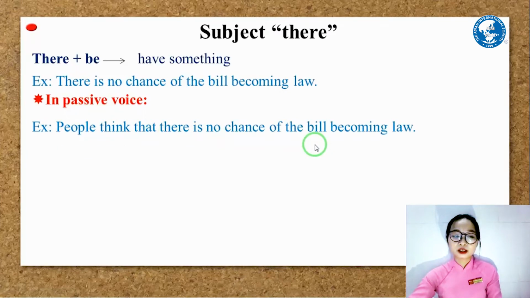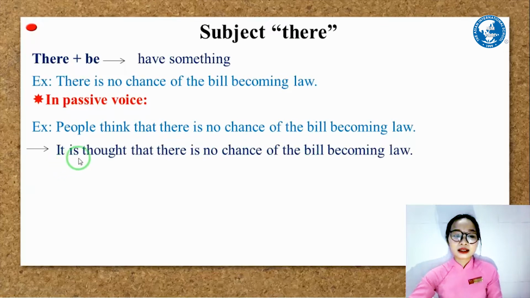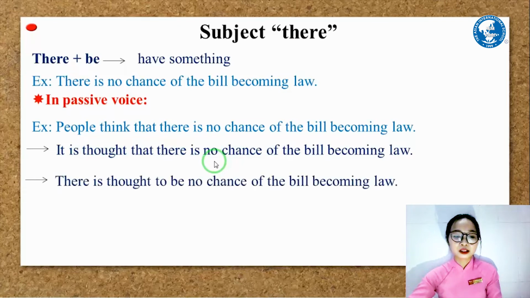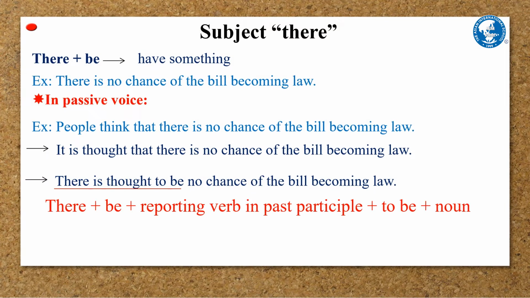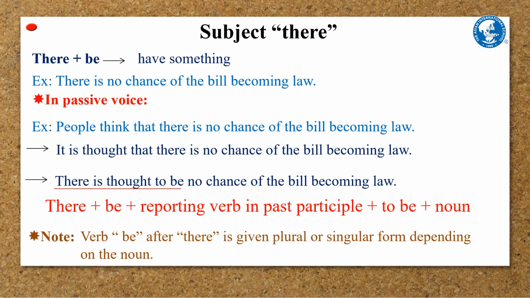So when we change into passive voice, pattern 1: it is thought that there is no chance of the bill becoming law. And pattern 2: there is thought to be no chance of the bill becoming law. So you need to pay attention to pattern 2 with the structure: there goes with be and a reporting verb in past participle form, and to be. And be careful that the verb be after there is given plural or singular form depending on the noun.